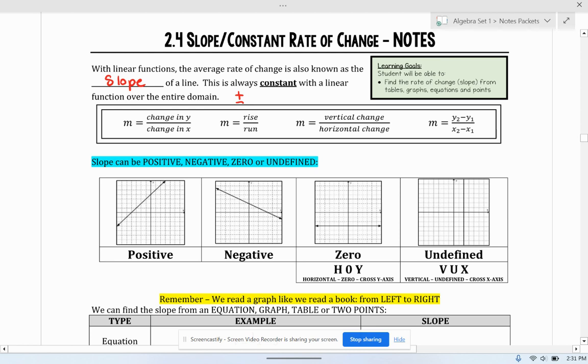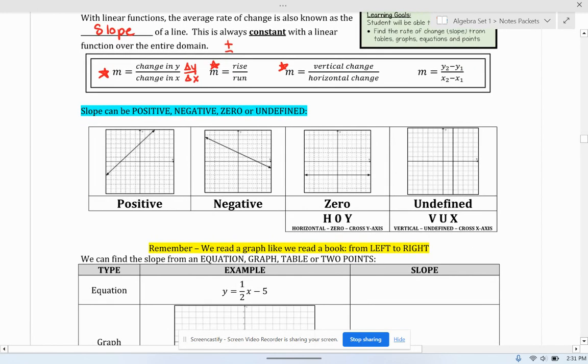There are multiple representations that you might see of slope. You could see it as m equals the change in y over the change in x. Also, sometimes, especially in my class, this is written as delta y over delta x. You can also see m is equal to rise over run. M is equal to vertical change over horizontal change. Or m is equal to y2 minus y1 over x2 minus x1. So you can see it in a few different ways, but it all means the same thing.